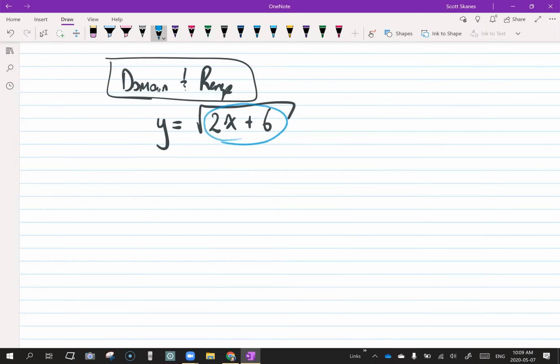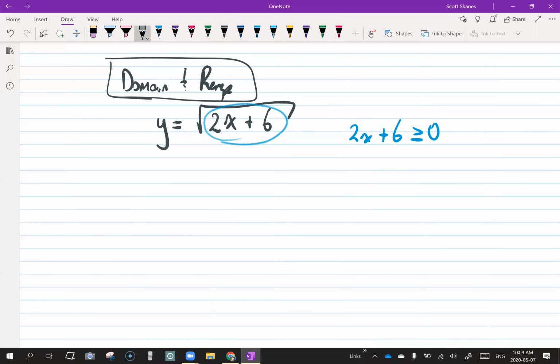Go underneath the root. You'll say this is 2x plus 6, yeah? That's what's under the root. That square root is not allowed to be negative because we're not dealing with complex numbers. So it must be greater than or equal to 0 under the root. So I take the expression in the root and I force it to be greater than or equal to 0, and I solve for x. When I solve for x, that is my domain.